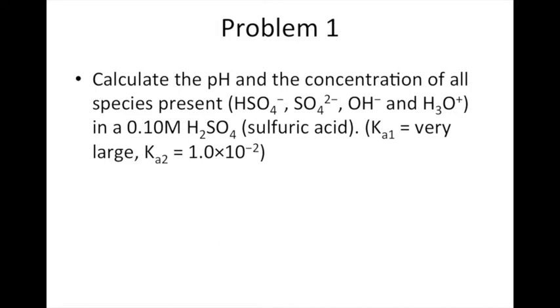It says calculate the pH and the concentration of all species in a 0.10 molar sulfuric acid solution. Sulfuric acid is a strong acid, so the Ka1 is too large to measure, and we are given the Ka2. So before we get started, pause the video and see if you can write the dissociation steps for the first and second dissociation of sulfuric acid and the Ka expression for the second dissociation step. Pause the video and give it a try.